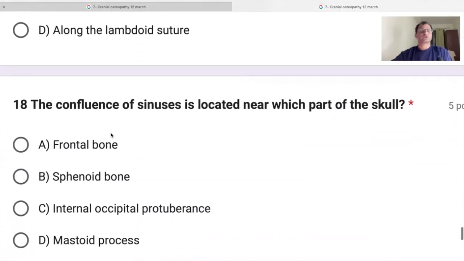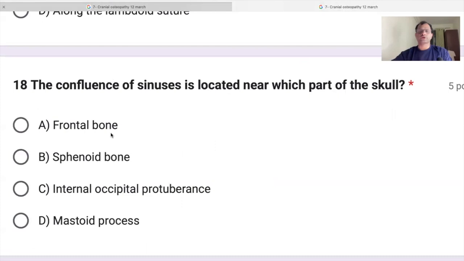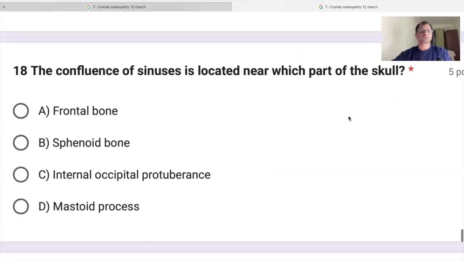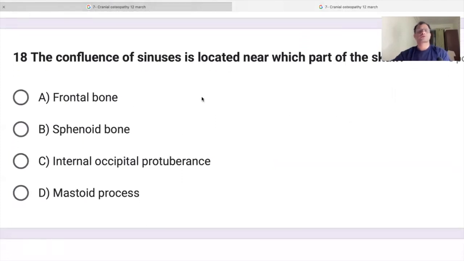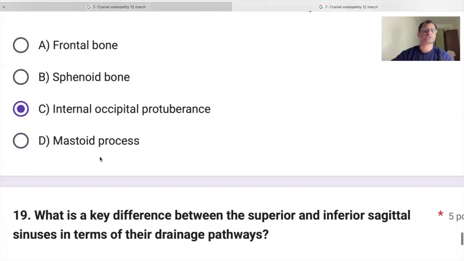Good. The confluence of sinuses is located near which part of the skull? The internal occipital protuberance. So on the back side, we have the internal occipital protuberance. All the other structures are not on the back side. So the answer will be C.